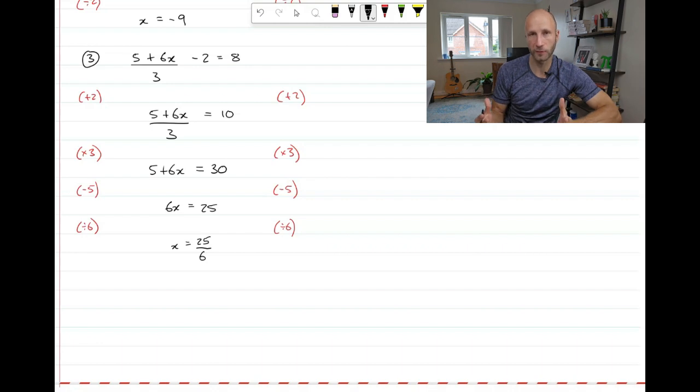Yes, we could write it as 4 1/6, or find a decimal, but the decimal will be ugly, but it's best as 25 over 6, two nice, neat whole numbers in an improper fraction.